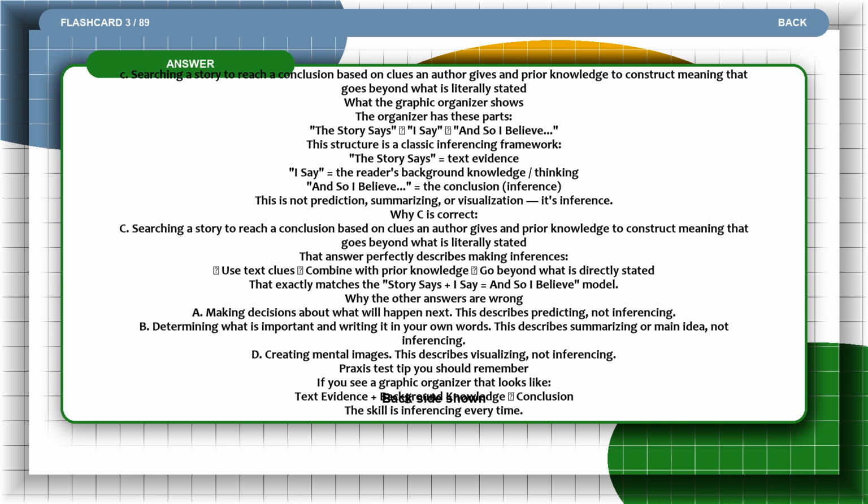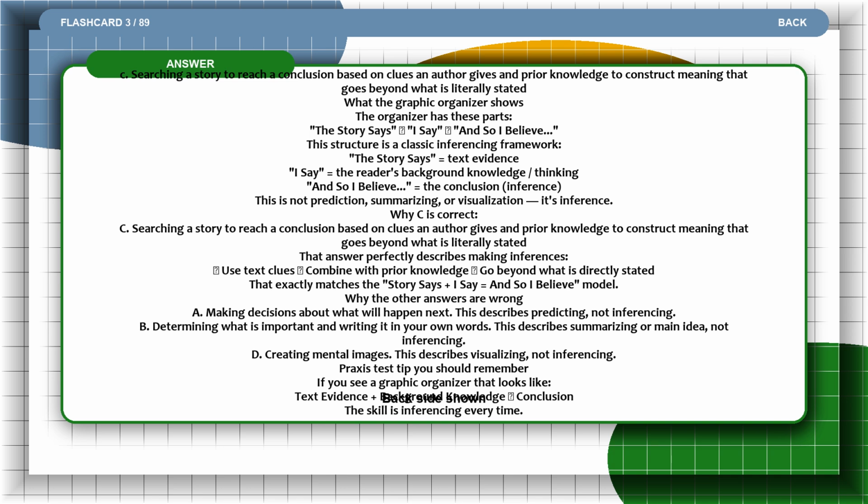Why the other answers are wrong. A. Making decisions about what will happen next. This describes predicting, not inferencing. B. Determining what is important and writing it in your own words. This describes summarizing or main idea, not inferencing. D. Creating mental images. This describes visualizing, not inferencing.